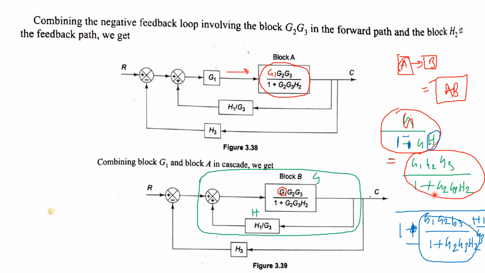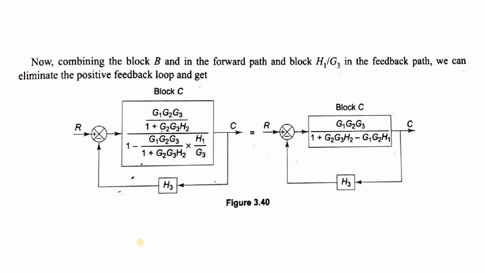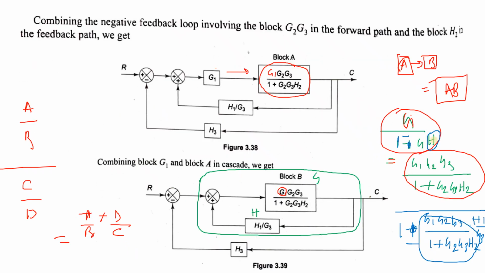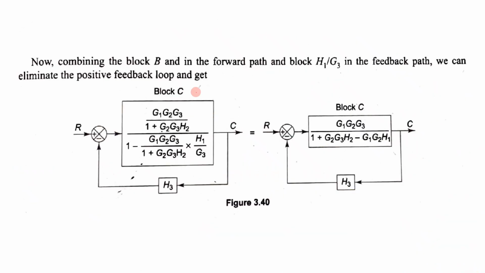Then we have to apply the formula. Suppose we have A by B divided by C by D. We write it like this: A by B into D by C, isn't it? So the same thing you have to do over here. See this particular block as I've written, this entire thing has to be written over here in this block C. Then we have to simplify it.